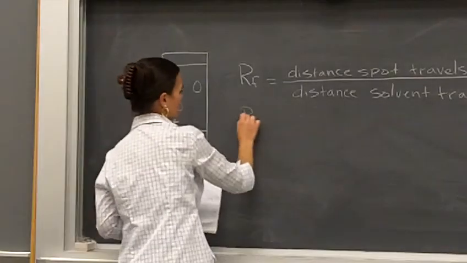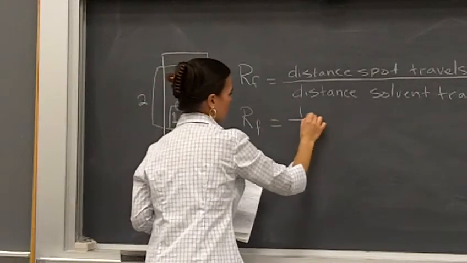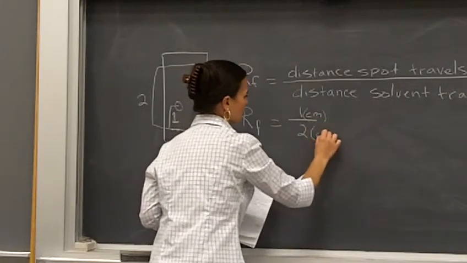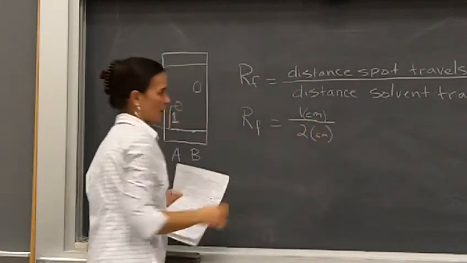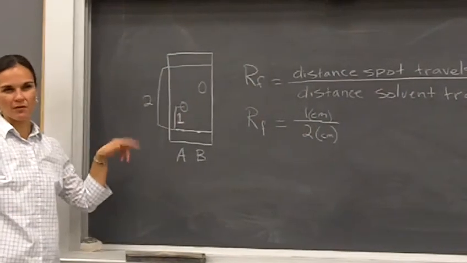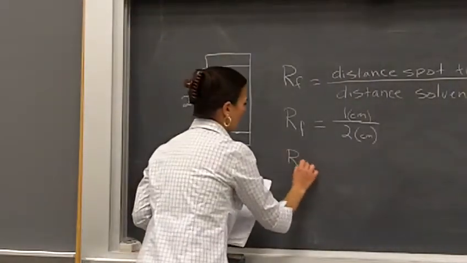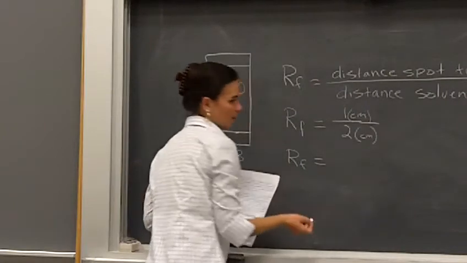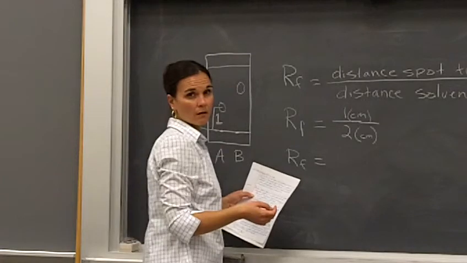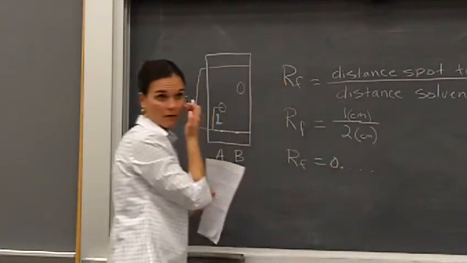So in this case, whatever the distance is for 1, and typically you measure it in centimeters, over the distance for 2 would be the RF value. Now, you're dividing centimeters by centimeters, so are there units for the RF value? No, the RF value is just going to be some number. Is it bigger than 1 or less than 1? It's some decimal less than 1.